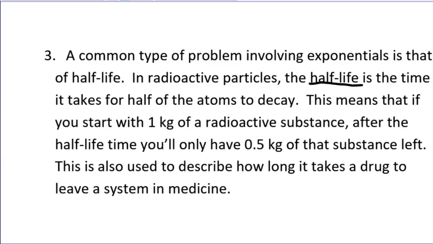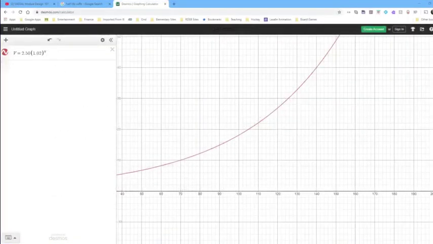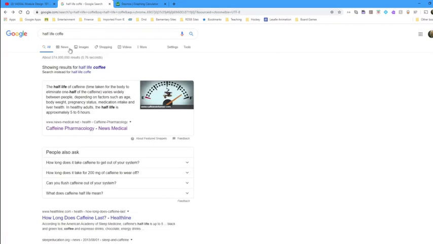If you go online, you can actually look up the half-life of coffee. And the half-life of caffeine, it says here, is the time taken for the body to eliminate 1/2 of the caffeine. It varies widely between people depending on factors such as age, body weight, etc. The half-life is approximately 5 to 6 hours.